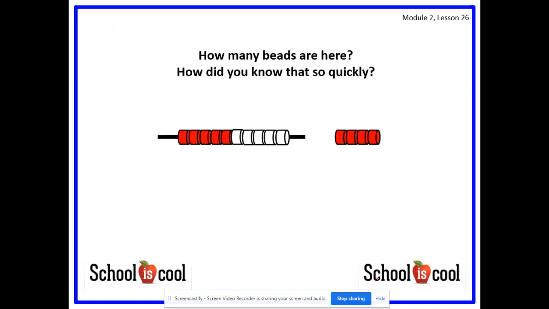Awesome job. Look at this right here. How many beads are here? On my signal. Get ready. Whoa. For those of you who answered so quickly and said 14, how did you know that so quickly? Well, I see, because you know that in a bracelet, there's 10 beads, and then we just count 4 more. Wow.